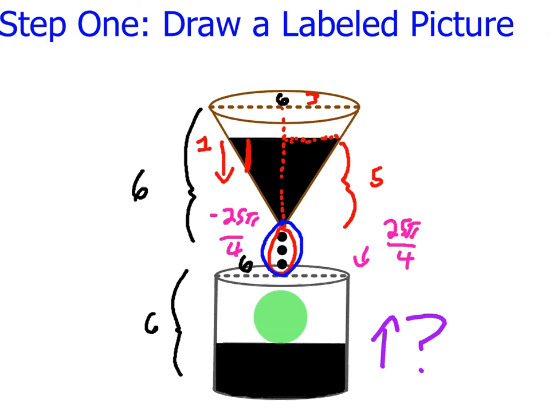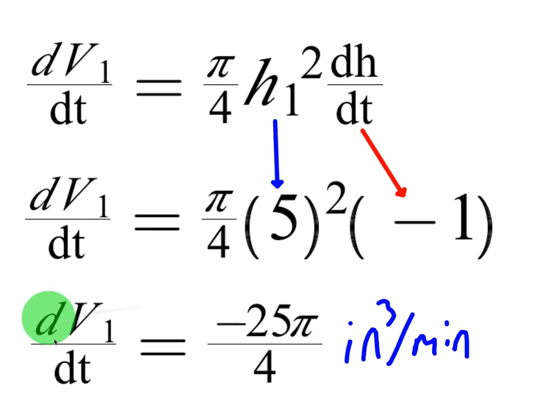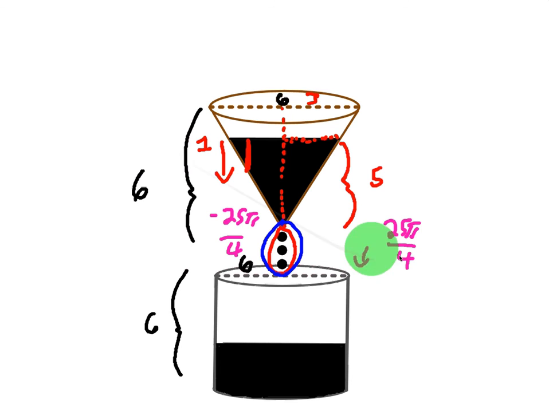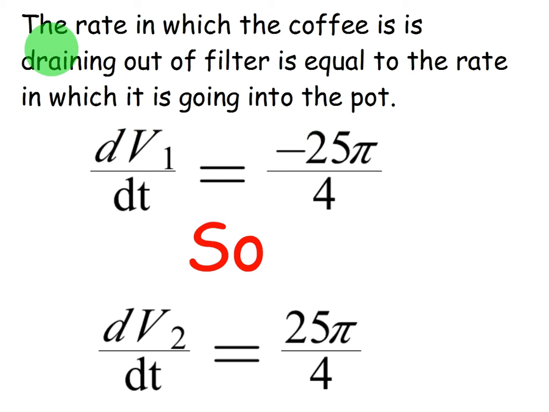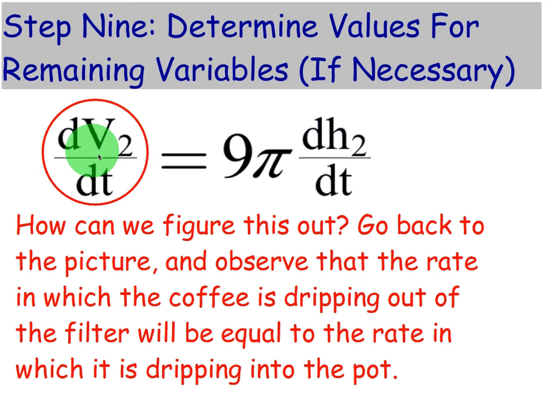So all of that to say, we figured out dV1/dt to figure out that dV2/dt is just the opposite of that. It's positive 25 pi over 4. So we are still on step 9, but we've just figured out that dV2/dt is equal to 25 pi over 4, and we have determined the value of that remaining variable. You can see that step 10 is going to be really easy. We're just going to plug that value in. So that's it for step 9.